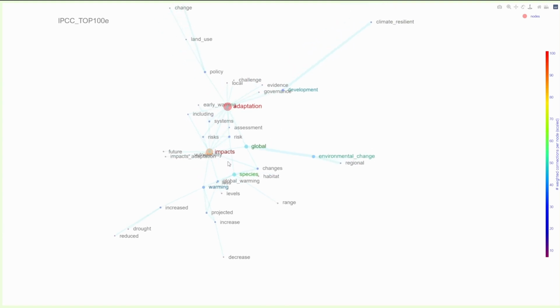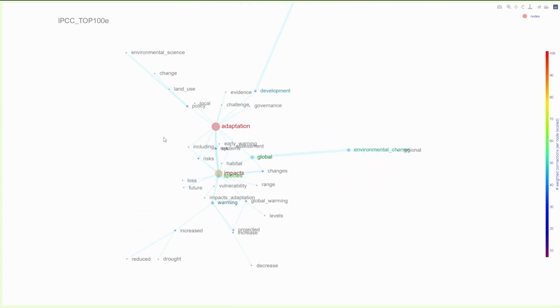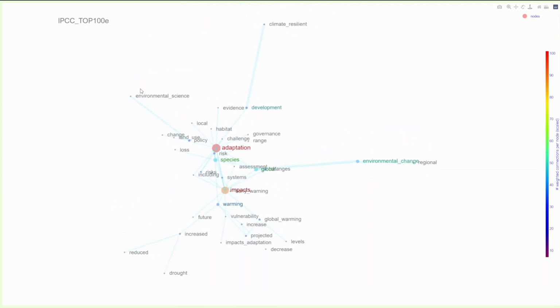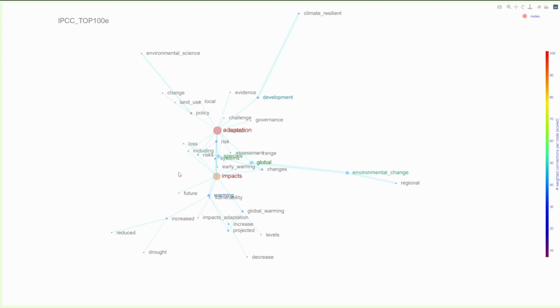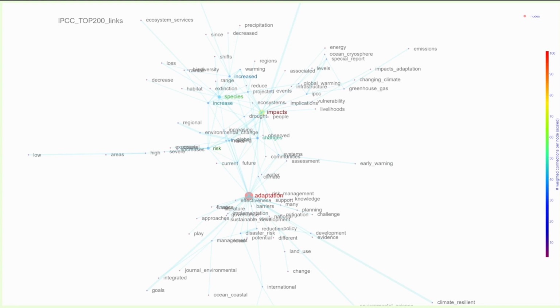And here we go. So this is it, the top 100 words or bigrams here. We have no trigrams, I think. It gives you an idea about the content of the 3,600 pages. So not bad. Let's jump up. Let's increase the voltage to 200 links of millions of links.